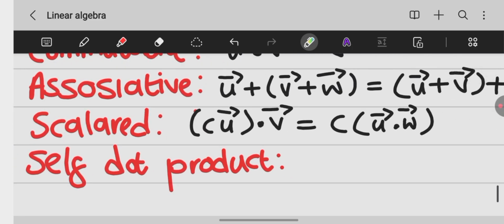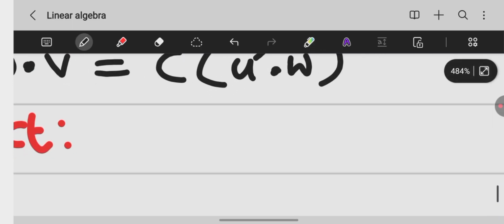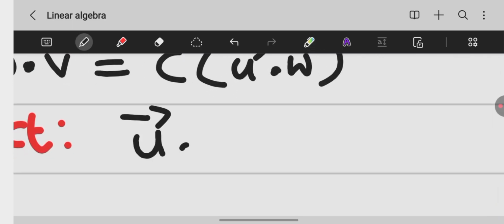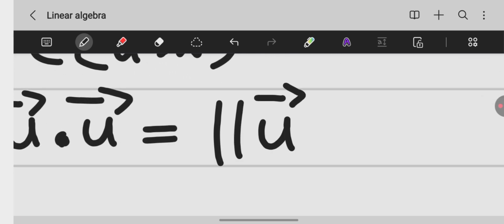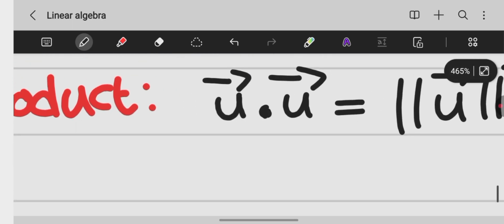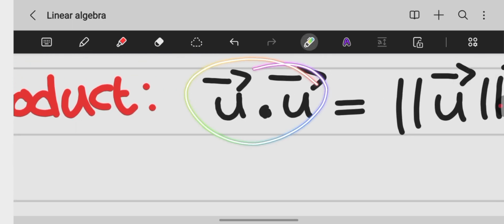This is important if you're doing cross products as well. You would want to know the self dot product because there's a whole proof going on in the cross product that revolves around whatever I'm going to tell you now. So if you have vector u dotted with u, this is basically equal to the magnitude of the vector u squared. Right? Let's try to analyze this first, and then we're going to see.